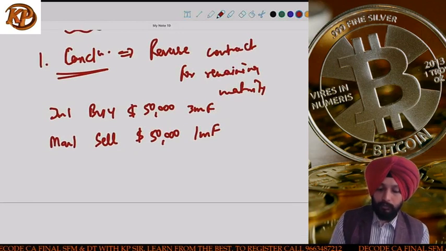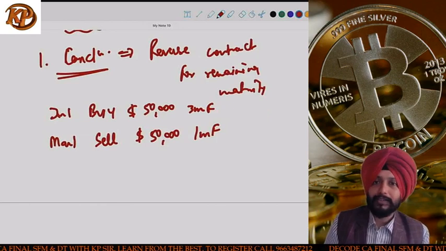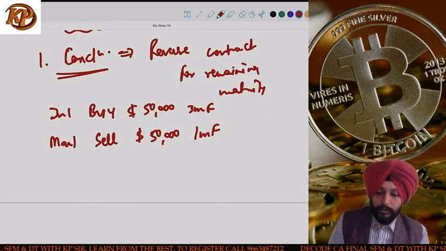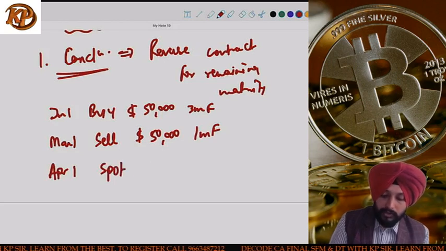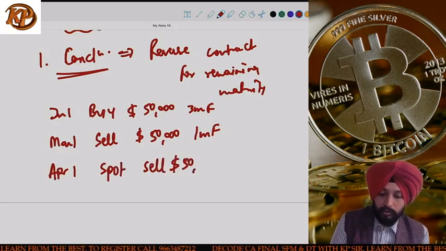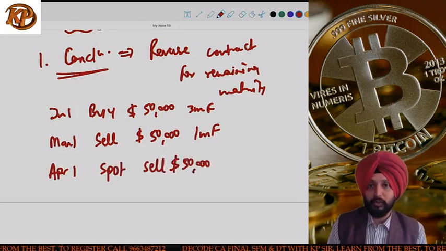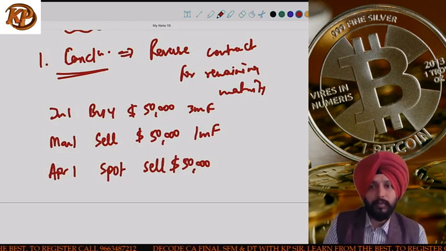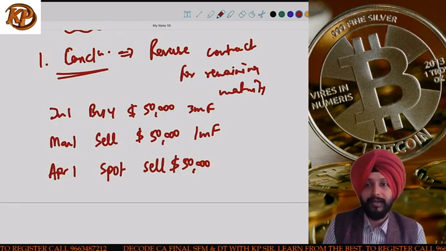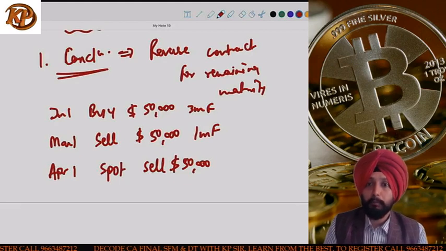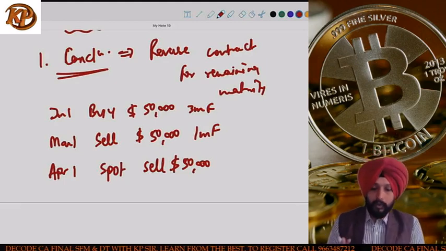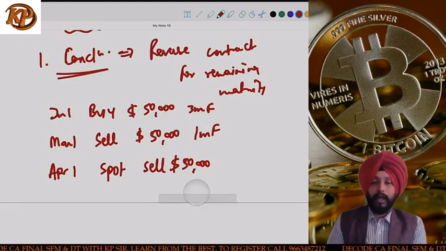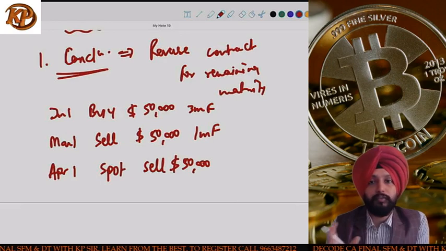Okay, can I cancel on maturity? Yes, you can cancel on maturity also. In that case, if suppose you come on April 1, you would have done spot sell $50,000, not forward, spot sell $50,000. Can I cancel after the maturity? Yes, as per RBI guidelines, you can cancel within 15 days post maturity. After that, bank will by default exit the position.